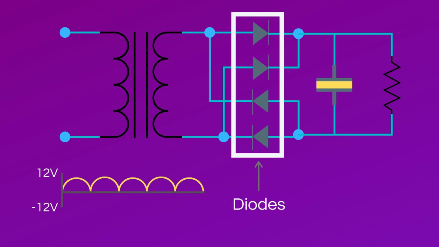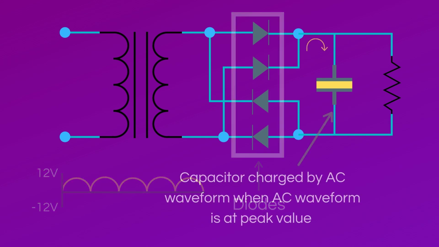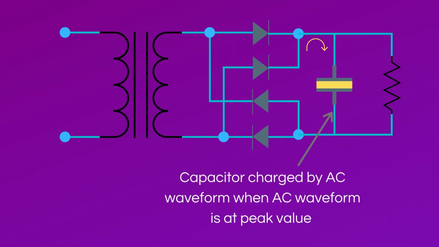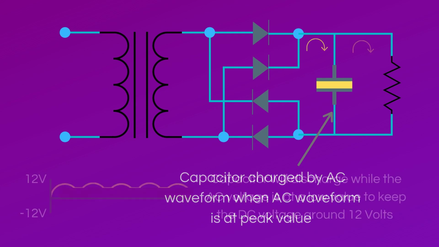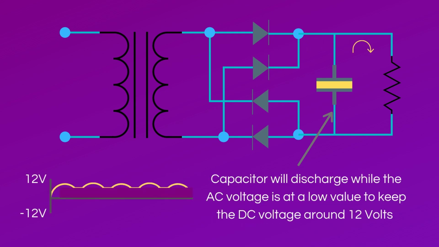Then the diodes take the AC sine wave and ensure only positive voltage enters the circuit. The capacitor will be charged by the current. This is vital to keeping the DC voltage at its required value. The capacitor, once charged, will discharge when the voltage from the diodes decreases. This discharge will keep the DC voltage close enough to its required value to be used by devices that require consistent DC voltage to operate.